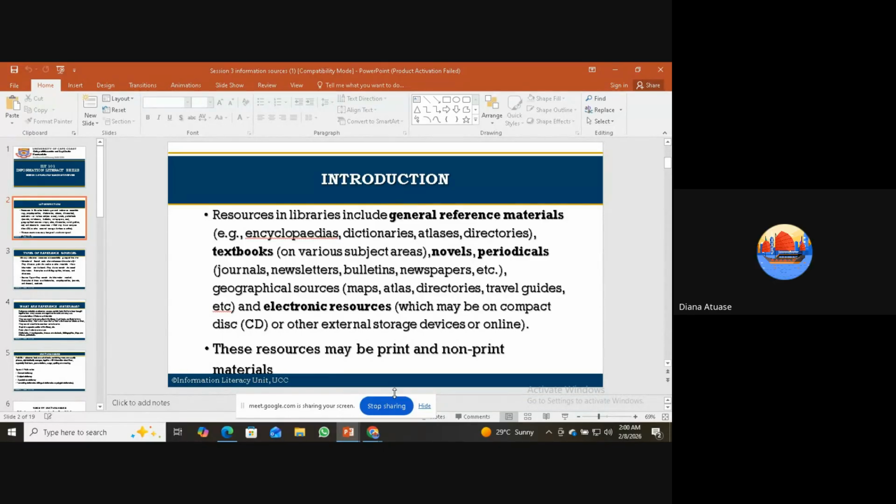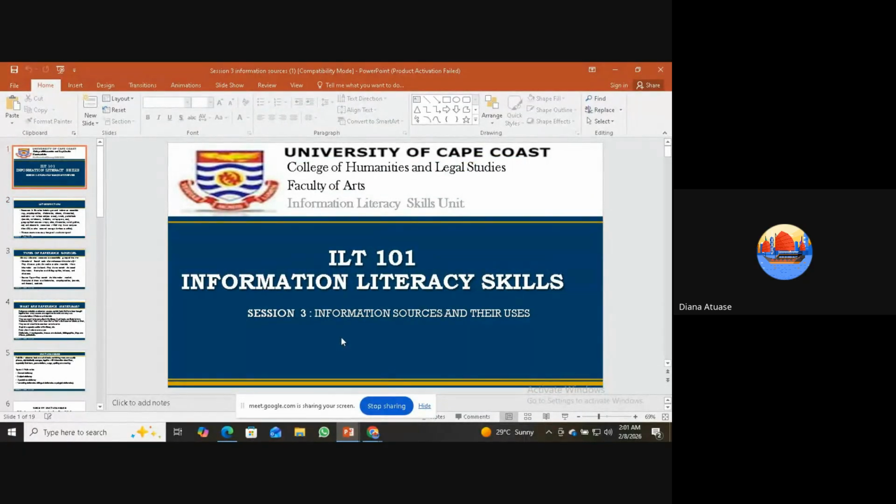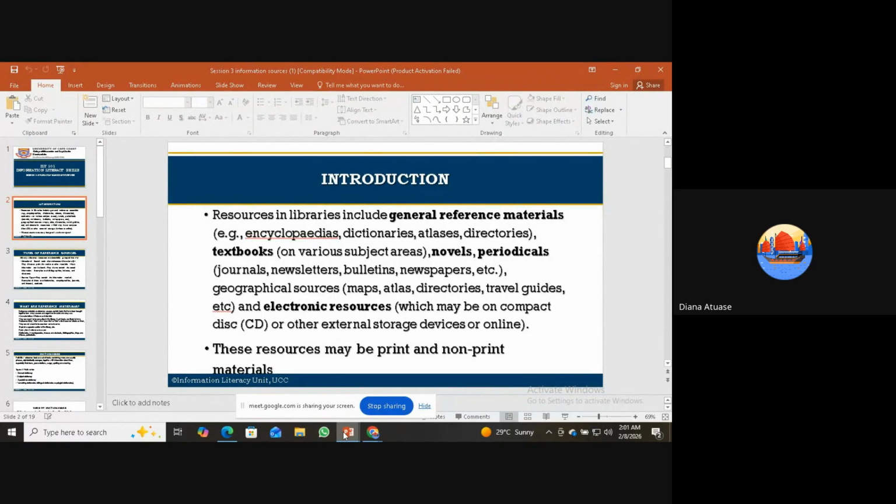Okay. So today we are looking at general reference materials. So our next topic is on information sources and their uses. Information sources and their uses.